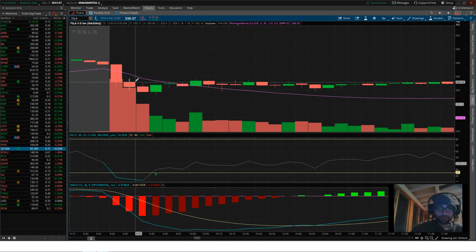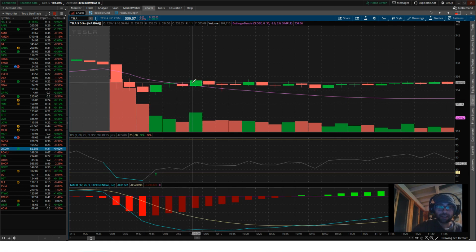Tesla I entered at 9:42. So it's right around here. And again, by this point, we have three big red candles. The MACD is showing that it's still fairly strong. And I didn't get out till 10:05.